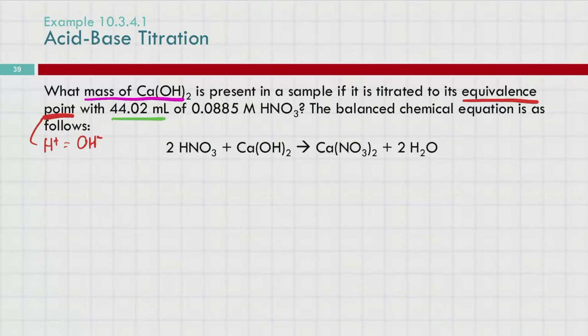We added 44.02 milliliters of 0.0885 molar HNO3, and we have a balanced chemical equation, and it's the correct balanced chemical equation. We love to see it. Didn't screw up on this slide, hopefully. So the thing that we're looking for, grams Ca(OH)2, that would be mass of Ca(OH)2, calcium hydroxide.